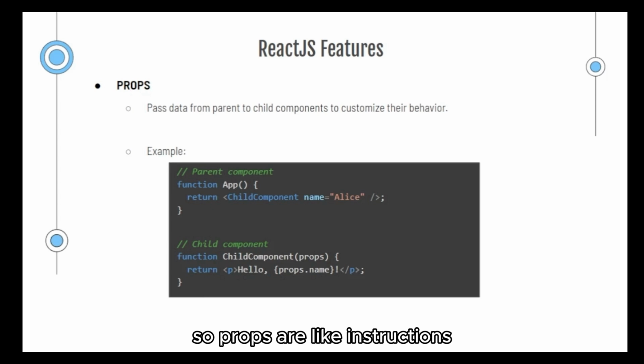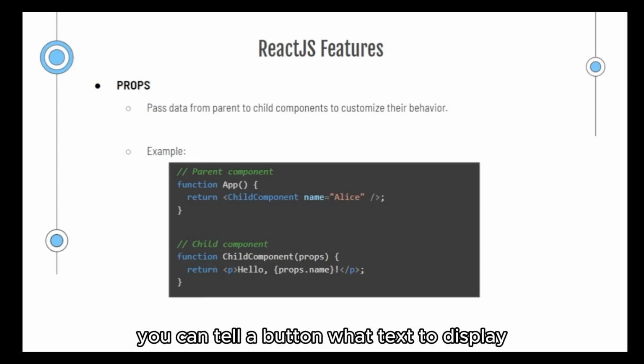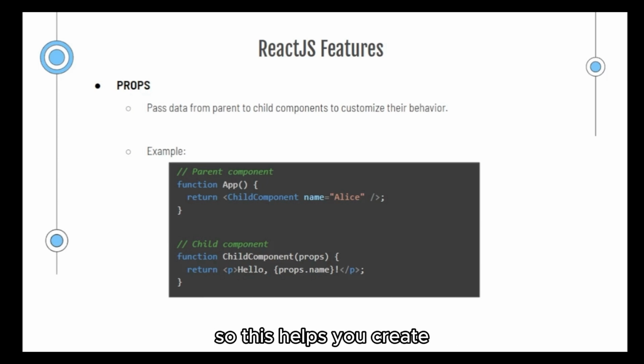So props are like instructions you give to a child component. You can tell a button what text to display or an image which picture to show. So this helps you create flexible and reusable components.